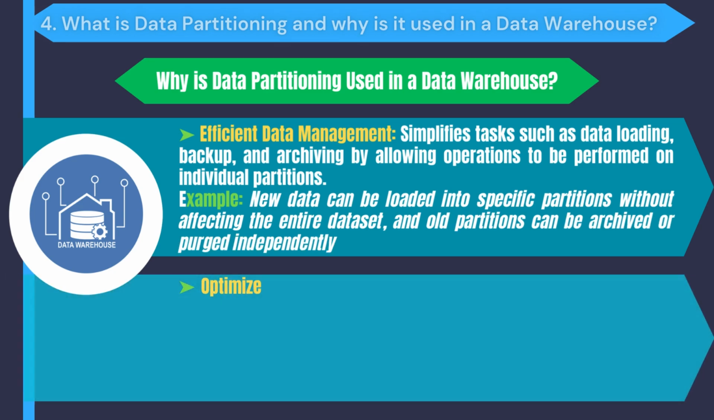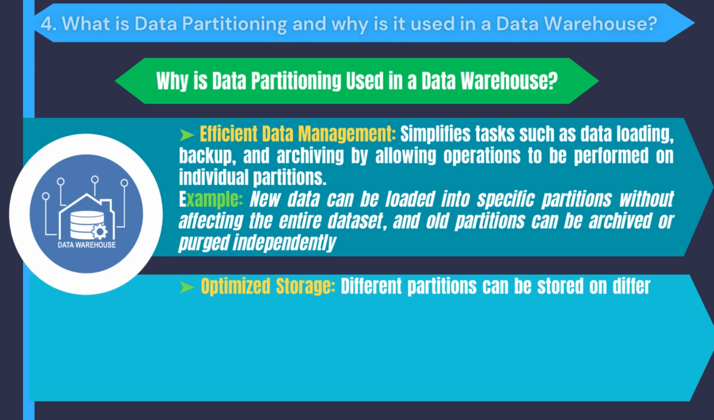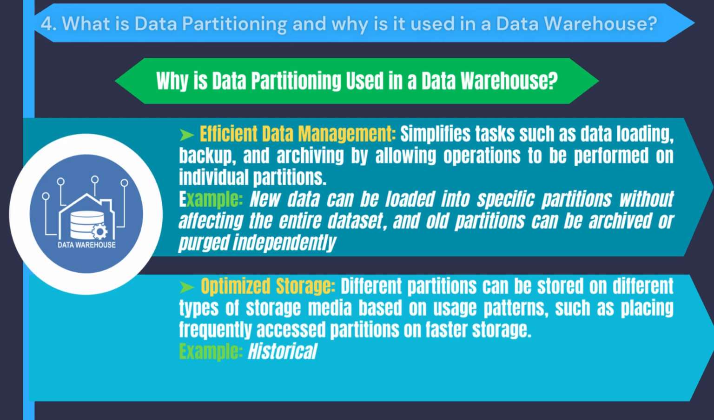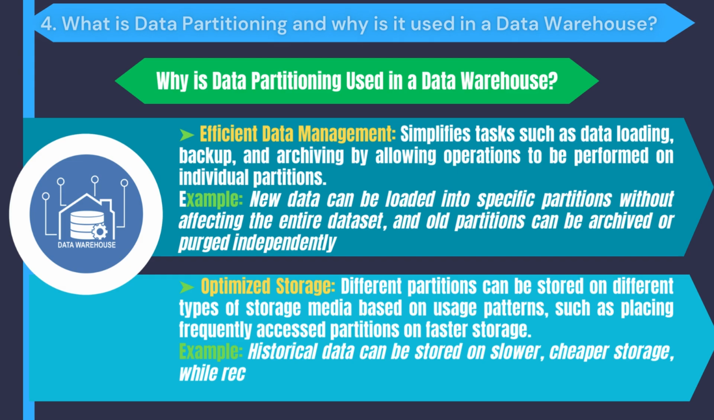D. Optimized storage. Different partitions can be stored on different types of storage media based on usage patterns, such as placing frequently accessed partitions on faster storage. Example: historical data can be stored on slower, cheaper storage, while recent data is kept on faster, more expensive storage.